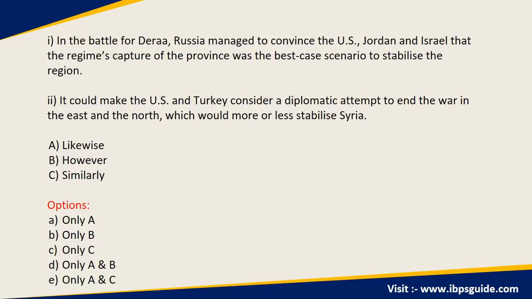So since both of the sentences are talking about ways to stabilize a region, we know that they are both similar. So therefore, option C, similarly, is also applicable to this sentence. So the correct answer to this question would be option E, only A and C.